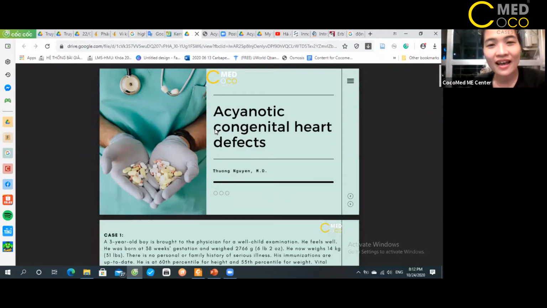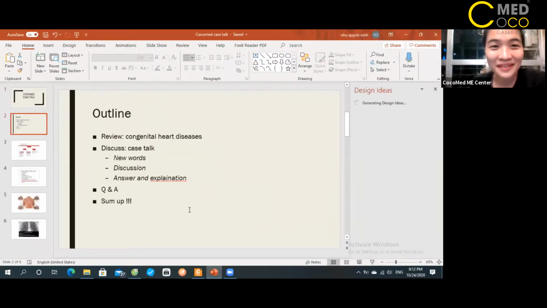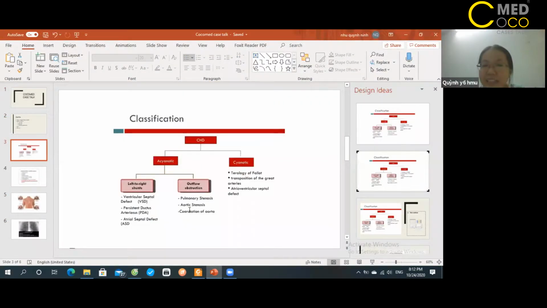This is a cyanotic congenital heart defect and non-cyanotic, right? Exactly. We have many types of classifications, but in clinical situations we often divide them into two types, so it is easier for the physician to approach the patient and give the diagnosis. It is cyanotic and acyanotic, two main types.